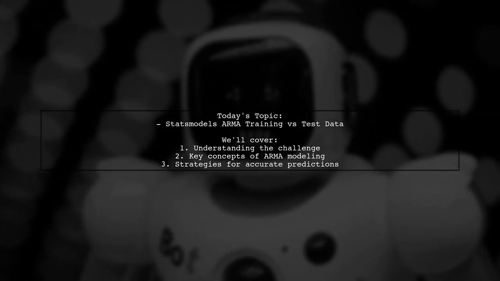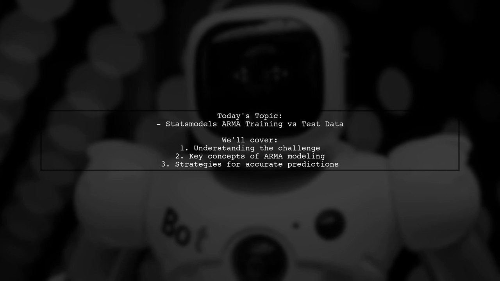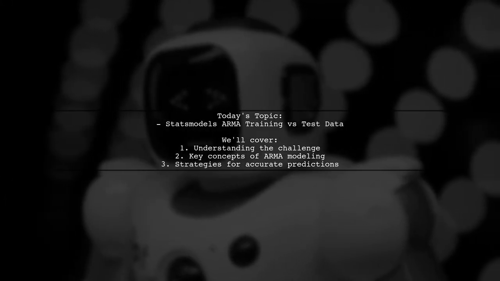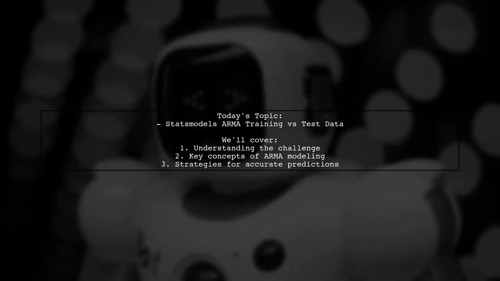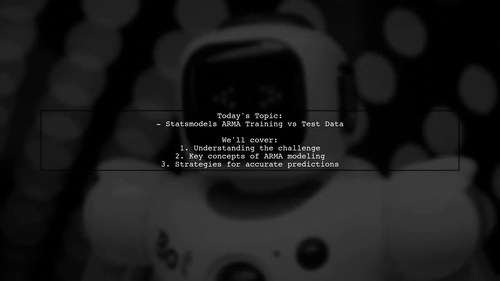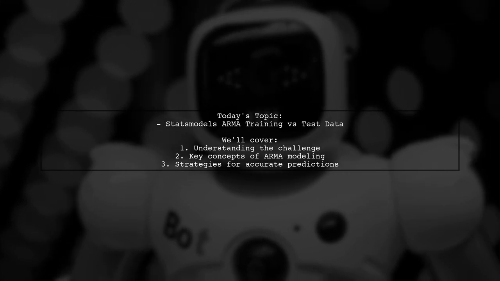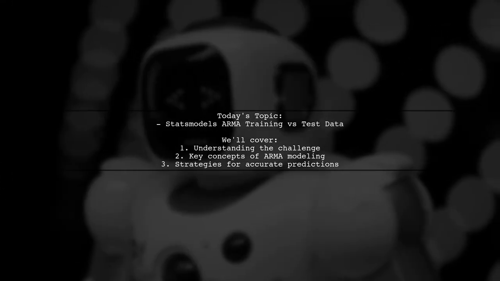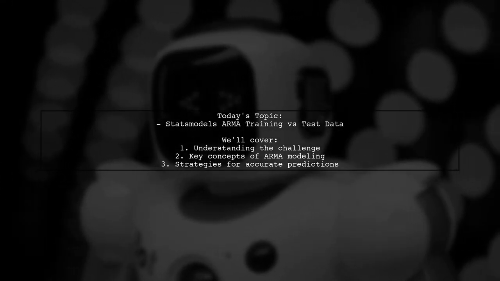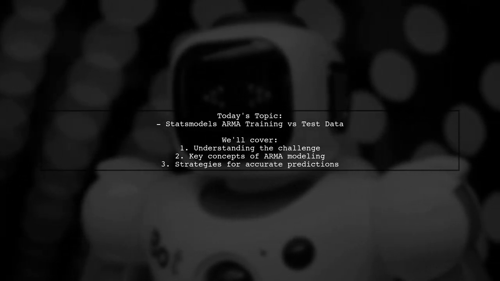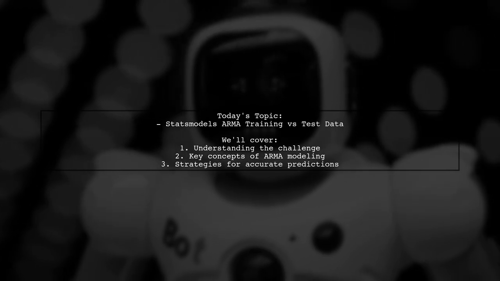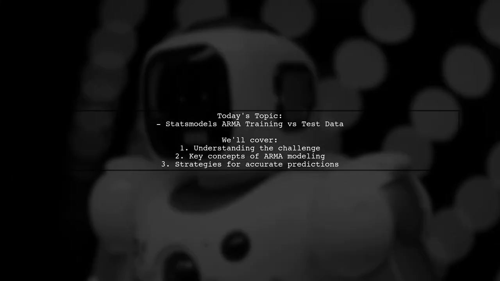Today, we're tackling a question that many data enthusiasts encounter. How can we effectively train an ARMA model on one data set and test it on another without introducing look-ahead bias? Our viewer is exploring the examples provided by Statsmodels but is unsure about the best approach to achieve accurate out-of-sample predictions. Let's break down the challenge and find a solution together.